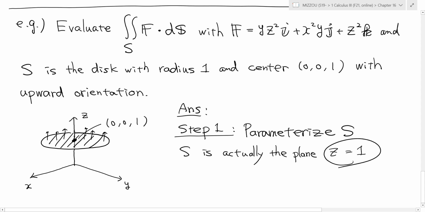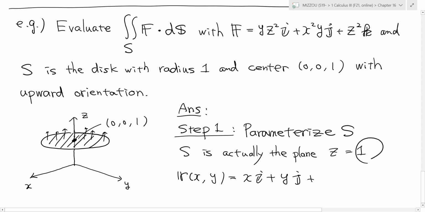Then now, remember, whenever your surface is given like z is equal to something, the way to parameterize is x is u, y is v, so to speak. So that means we could use x and y as our parameters, namely u is x, v is y. So this is xi plus yj, and then plus z, but what's z? Well, z is 1, so we have just 1k, that means just k. So that's a parameterization.